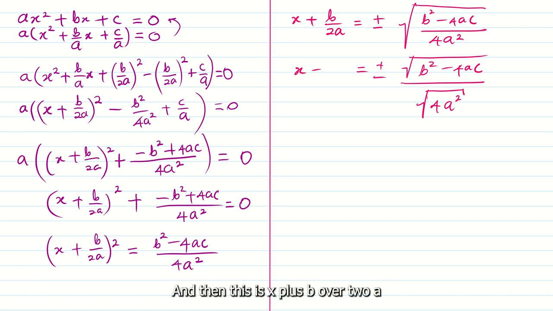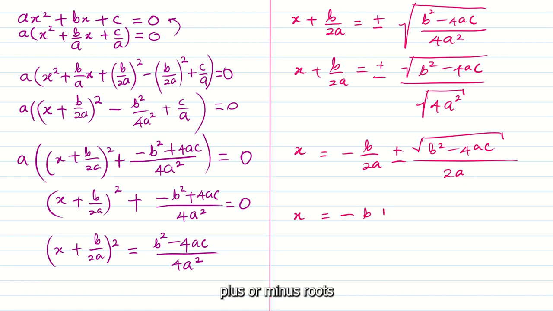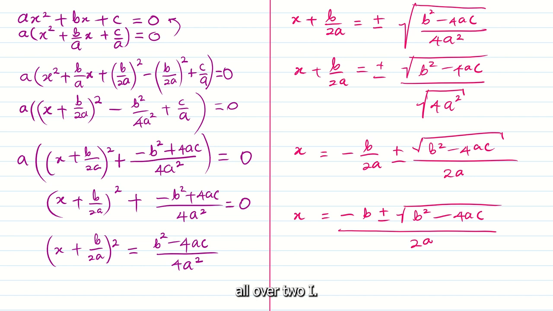And then this is x plus b over 2a, which means x will be equal to negative b over 2a plus or minus the root of b squared minus 4ac over 2a. That is, x equals negative b plus or minus the root of b squared minus 4ac, all over 2a. And this is the quadratic formula.